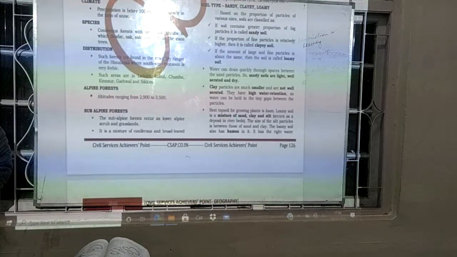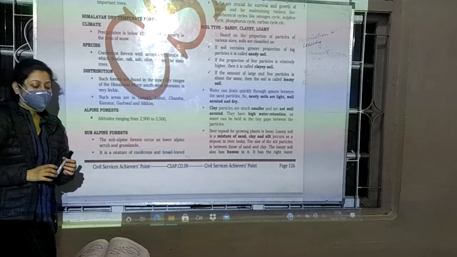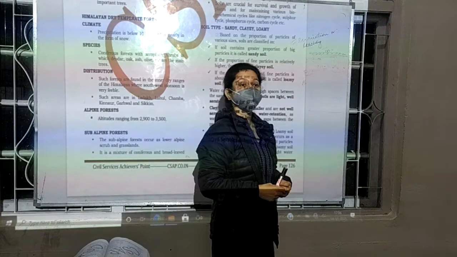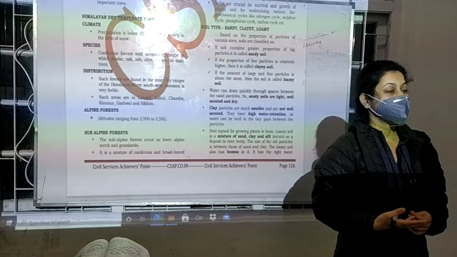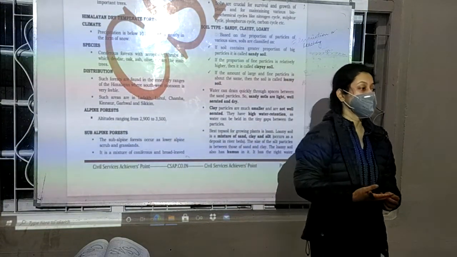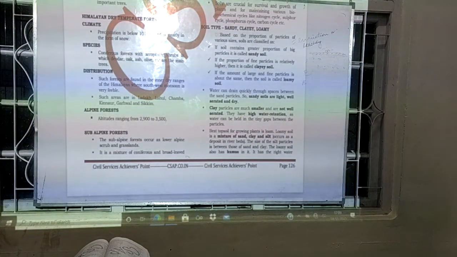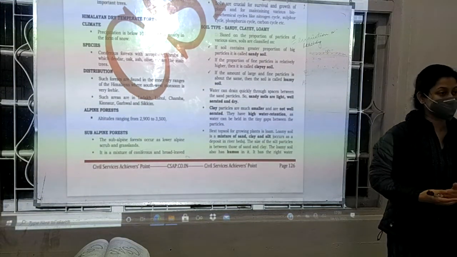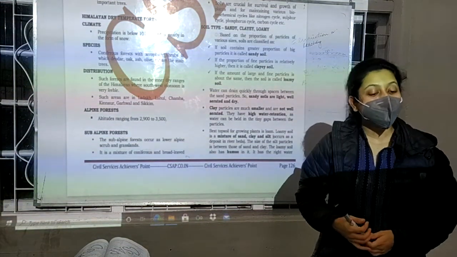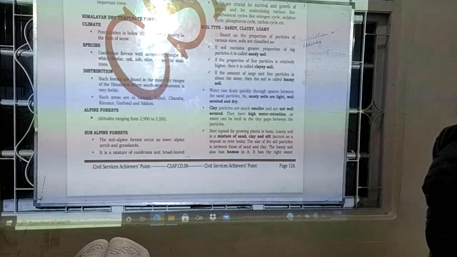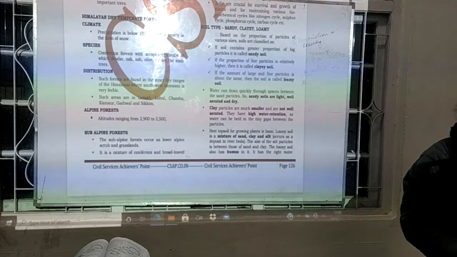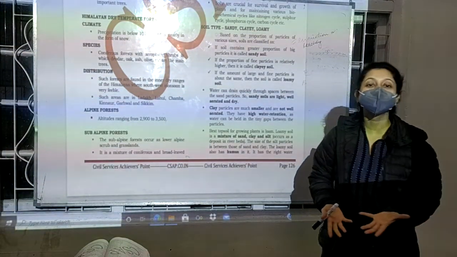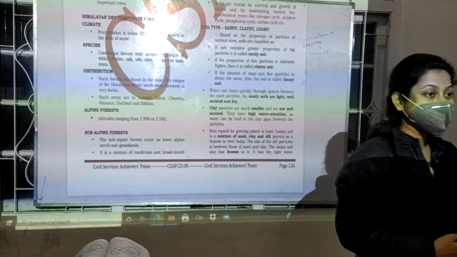Now, we say that alluvial soil is fertile. Why? Because the river brings alluvial soil every year, and it brings new fertility. And then we say that there is sandy soil. Can you give an example of sandy soil? Where do we find sandy soil? Desert areas, no? We find sandy soil there.